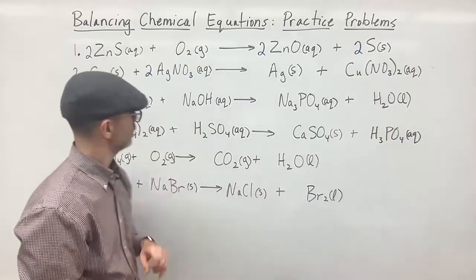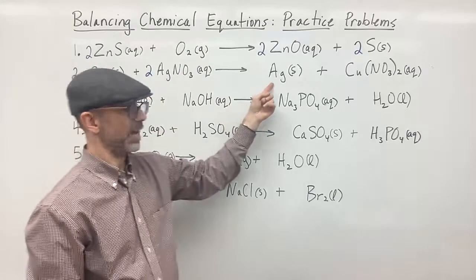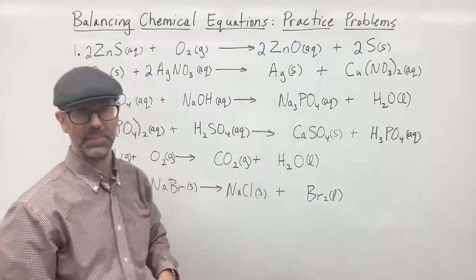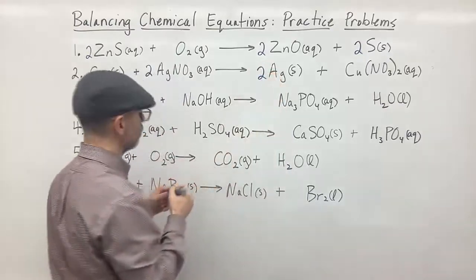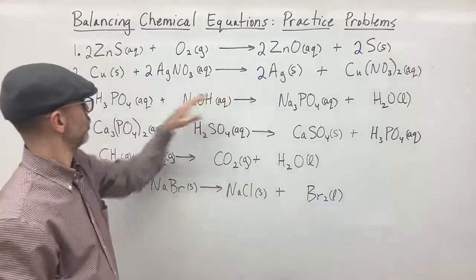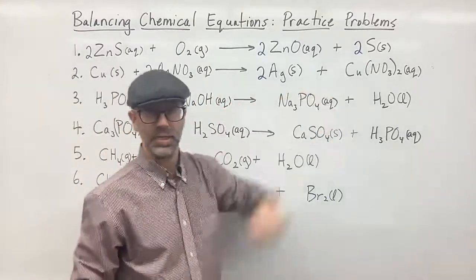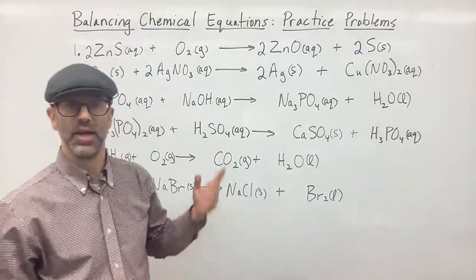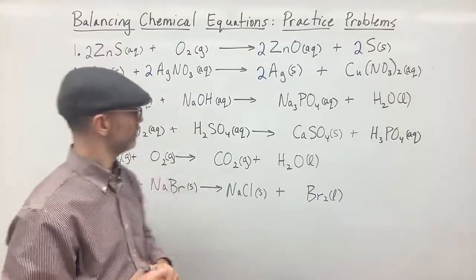But now look, the silver atoms are imbalanced. I have 2 on this side, and I have 1 on that side. So I'm going to have to put a 2 coefficient here. So now it's balanced. So silver is balanced, nitrates are balanced, and the copper is balanced. So that is our balanced equation for number 2. Let's move to number 3.